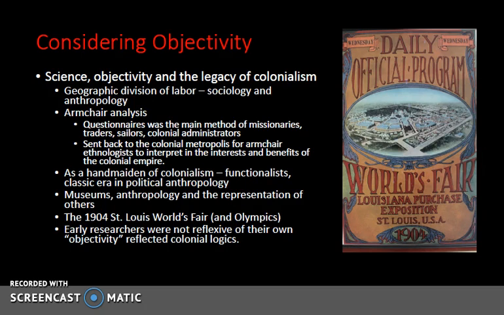The critique, whether it's fair or not, is that anthropology was the handmaiden of colonialism, particularly the functionalists in the classic era in political anthropology. That anthropology was essentially utilized as a tool to better understand peoples across the globe, to better be able to extract resources from these various locations across the globe. Haddon's early justification for an imperial bureau of ethnology in England.